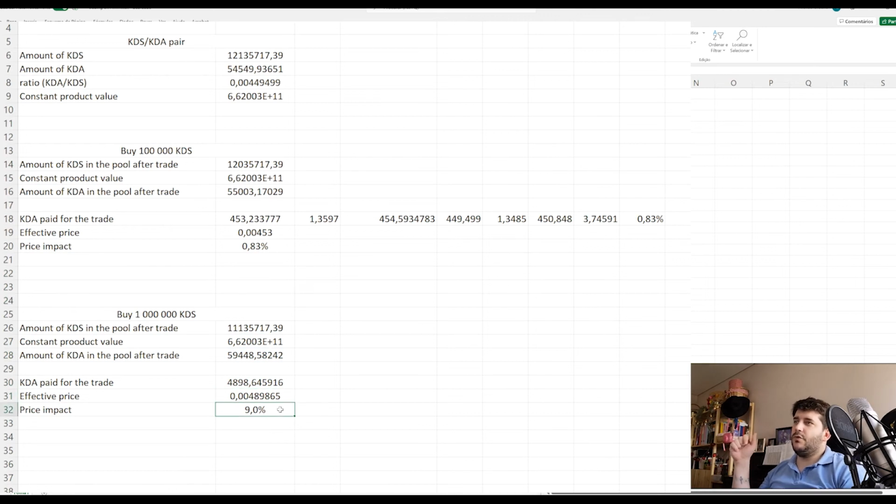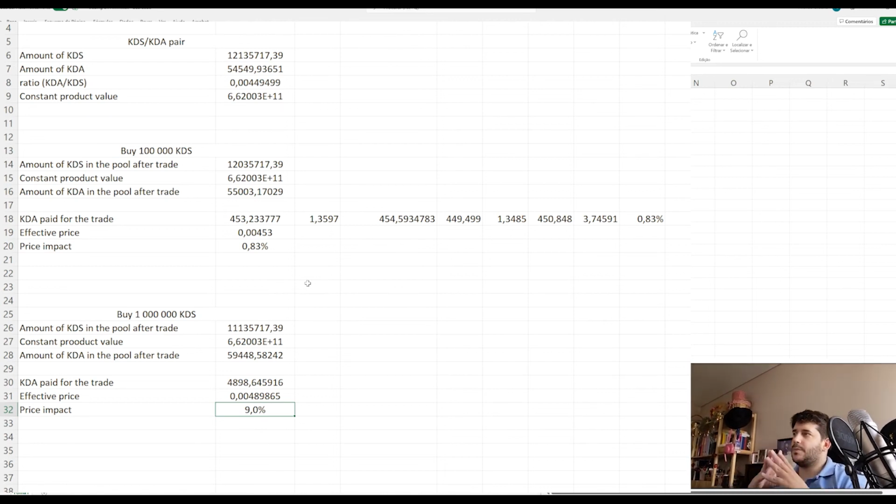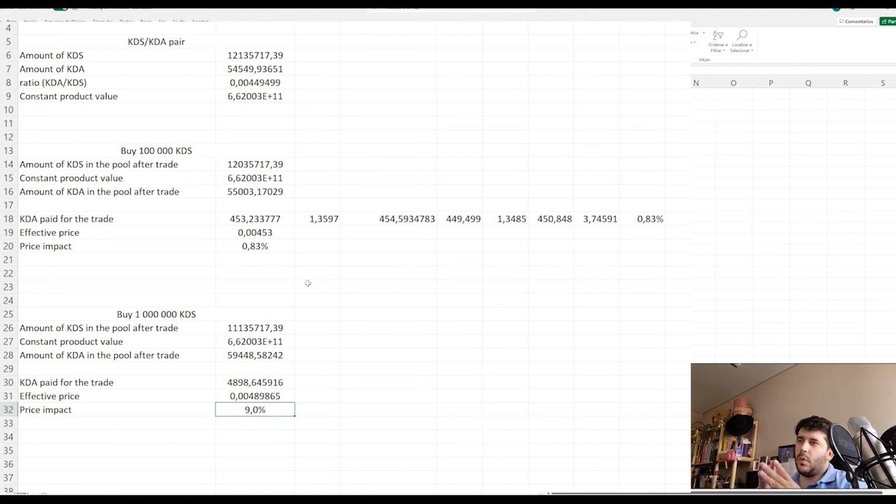Now this gives you a very different number, right? This gives you 9% price impact because, of course, you're trading more KDS, so you're changing the ratio even more than in the first case. And this is what price impact means. It means that you are skewing the ratio towards having less of the token you're buying and more of the token you're selling. And of course, you need to pay for that difference along the way. You cannot just assume that the ratio will be the same for your whole buy. This is the price impact.